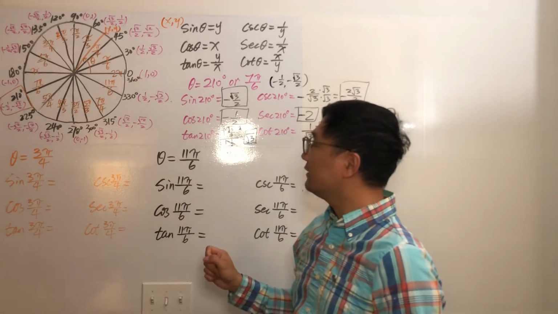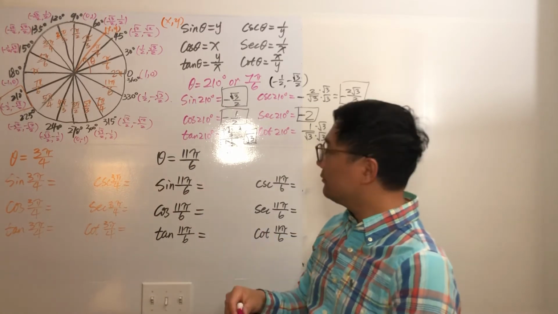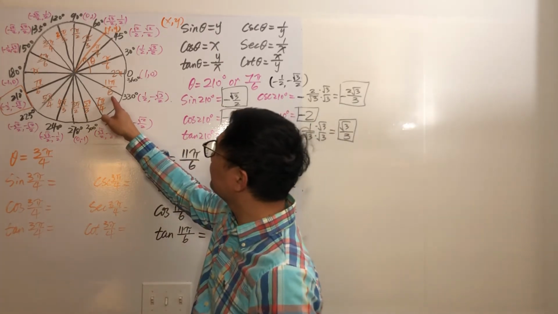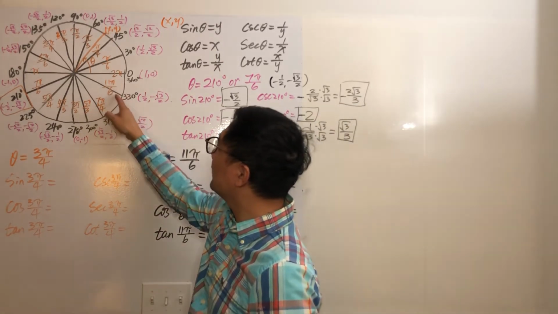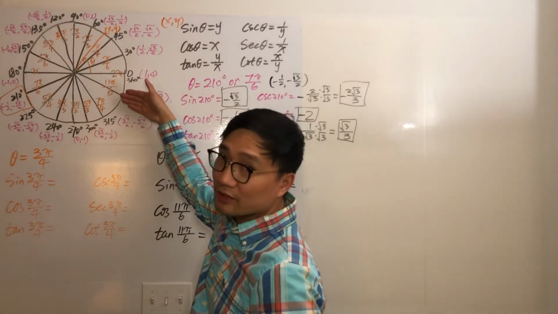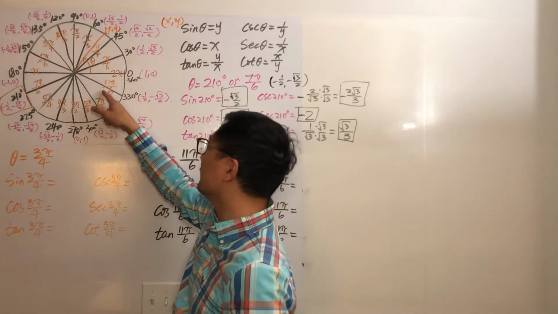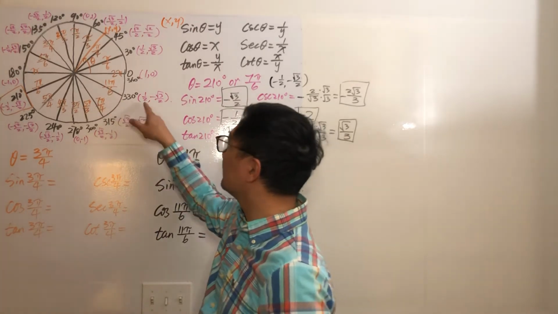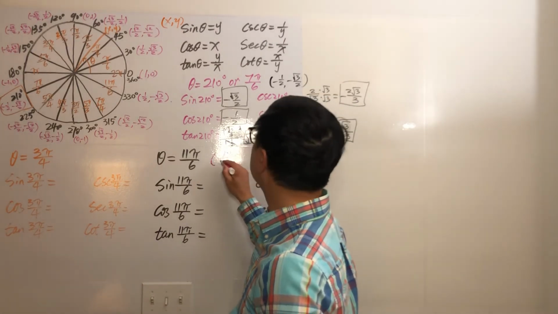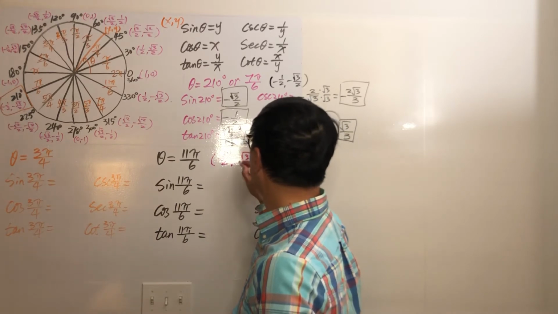The first step, find out the coordinates on the unit circle. Where's 11 pi over 6? 11 pi over 6 is here. You can see that 11 pi over 6 is also 330 degrees. But we don't use degrees anymore. That's why I suggest you get familiar with the radian angle, 11 pi over 6. So the coordinate is 1/2... and then negative radical 3 over 2.